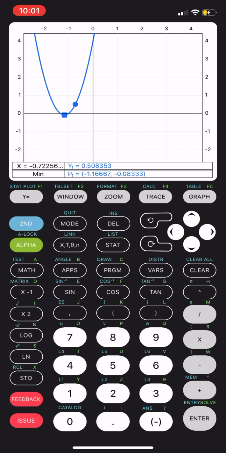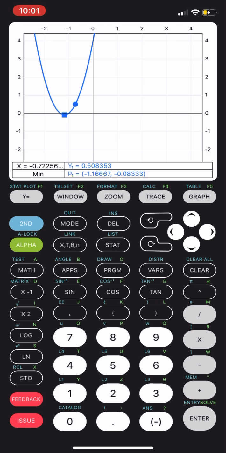In order to find your axis of symmetry, all you have to do is take the x-coordinate of your vertex. So your axis of symmetry is going to be x equals, do not forget that x equals, negative 1.16667. Now I'm going to show you how to find the roots.